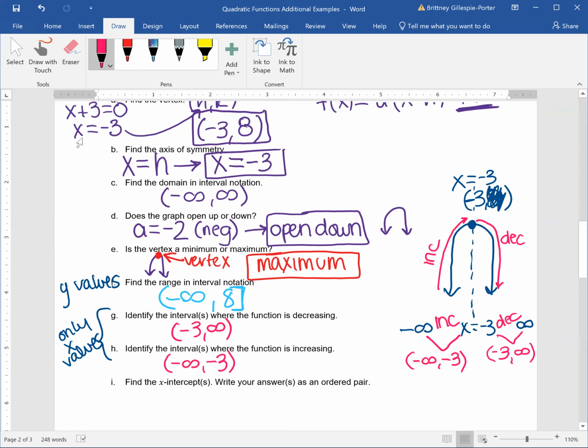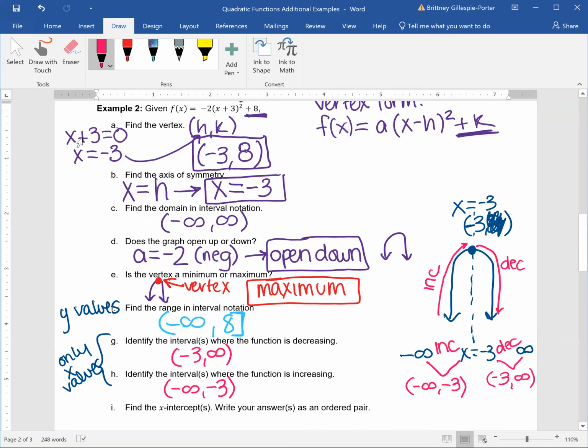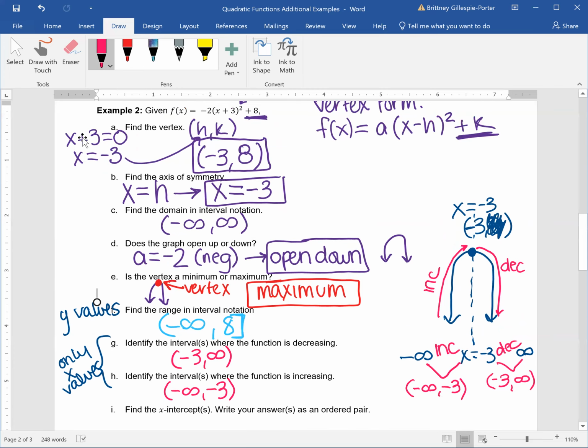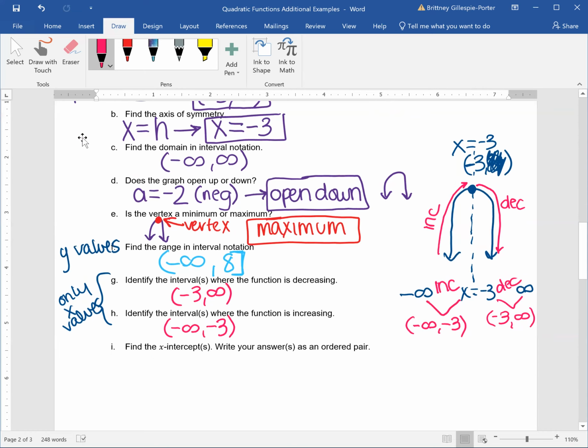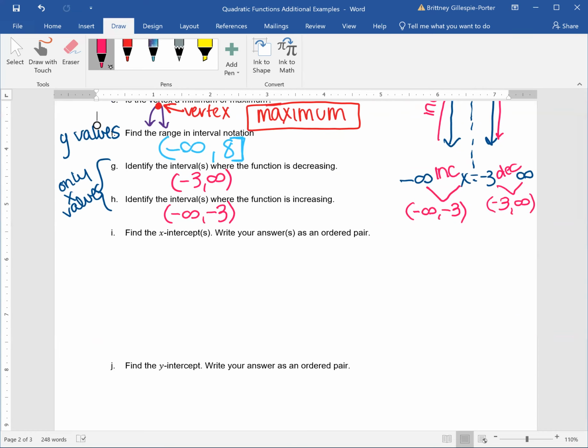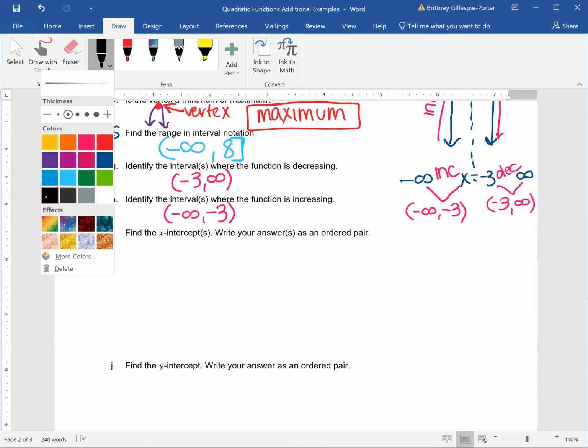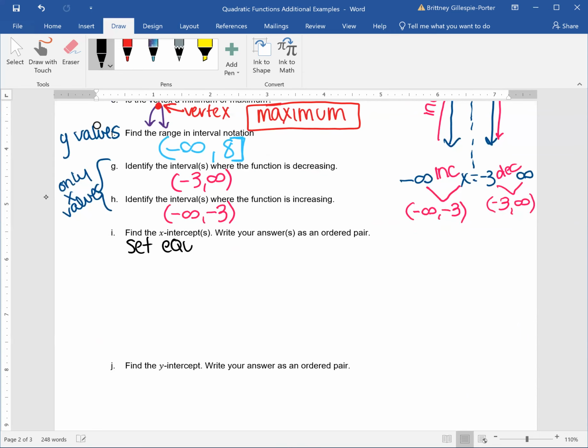All right, next piece. We're supposed to find our x-intercepts. To find our x-intercepts, we need to plug in y equal to 0, or another way to look at that is set your equation equal to 0. So we are going to take our negative 2 times x plus 3 squared plus 8 and set it equal to 0.